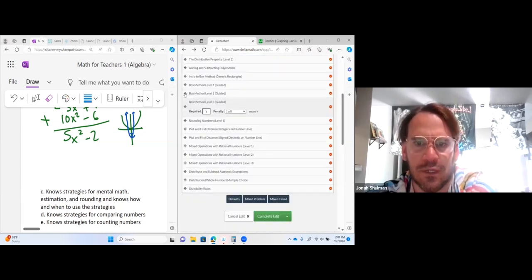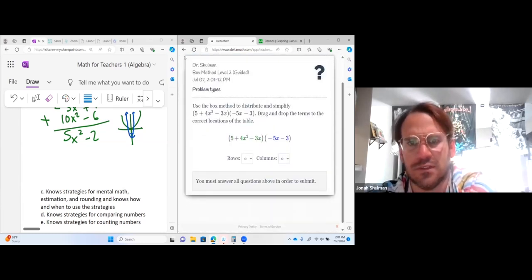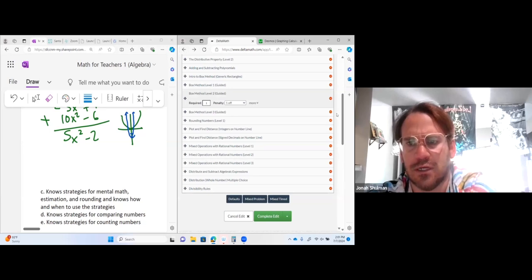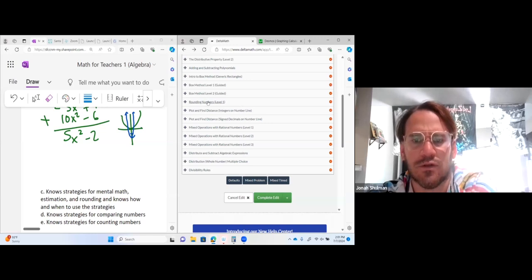All right, so I did 3 before I did 2. That's okay. Let's see what this one has in store for us. This is the same thing, just in other columns. I'm not gonna make you do number 3. I think it's too much, so we're getting rid of that guy. All right, let's go to rounding.